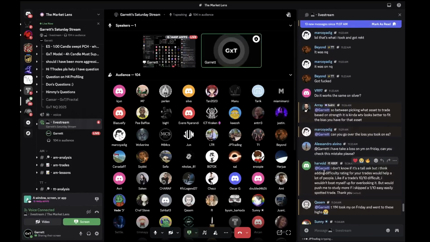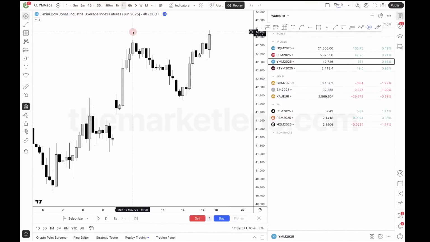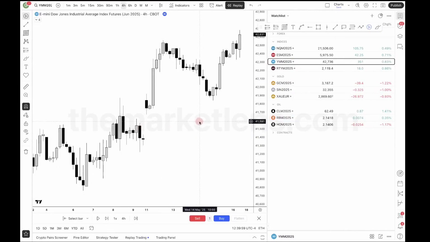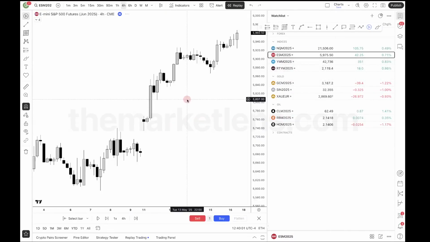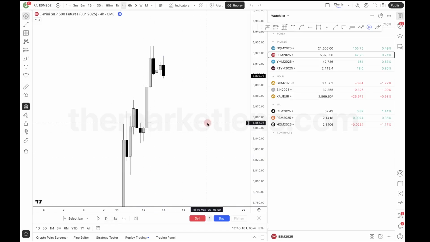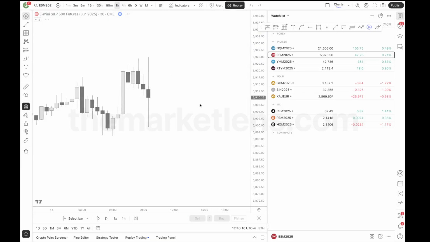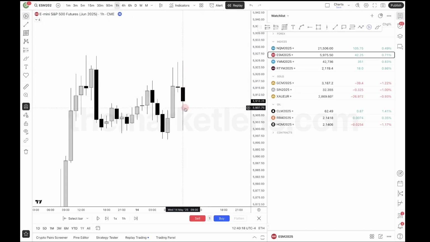Can you go over the loss you took on ES? Oh yeah. When did I take that loss? Like Monday or something? I don't even remember when I took it. I think I took it right here, right? On the 30-minute or hourly. There's a gap in here. Yeah, so I took this candle here.